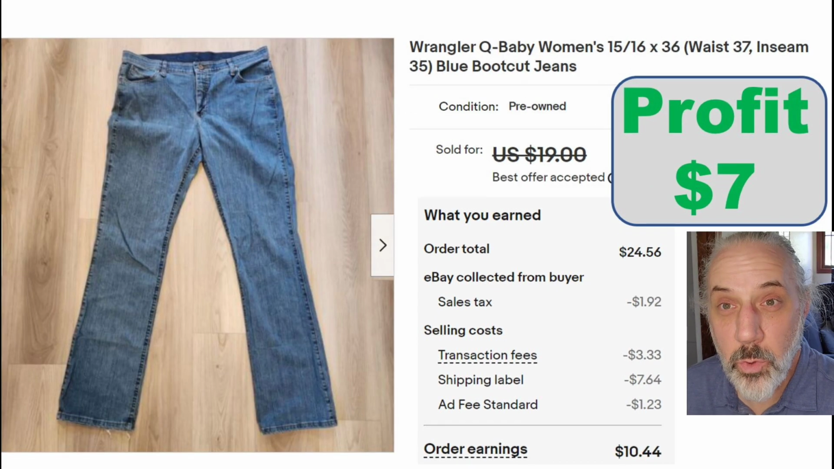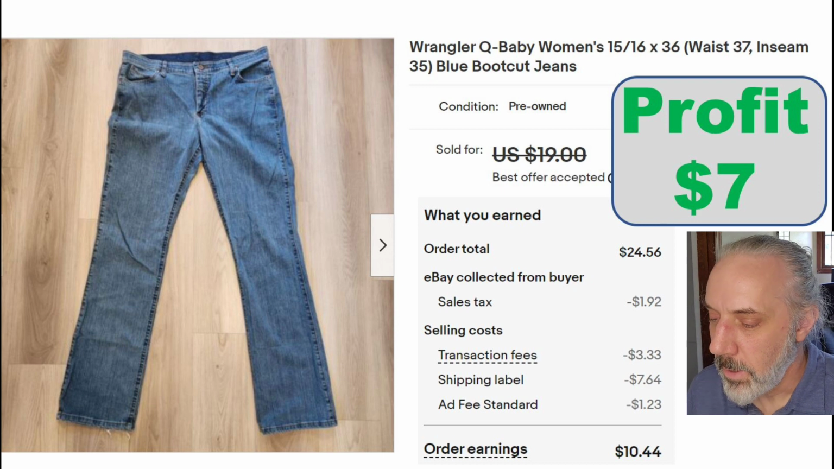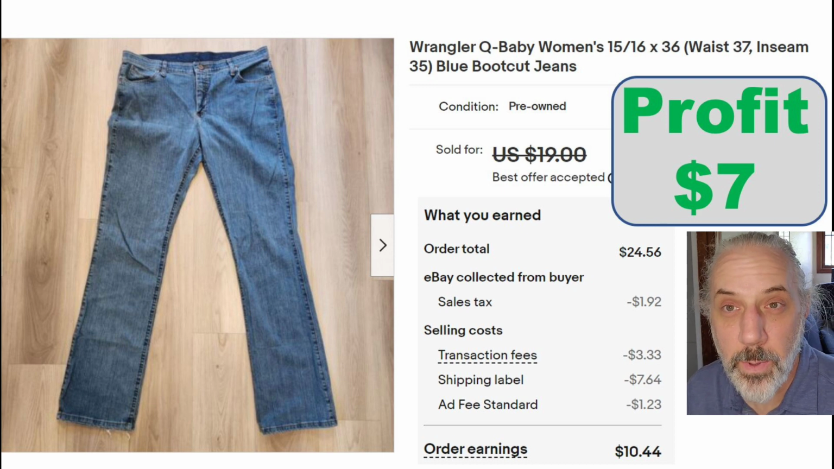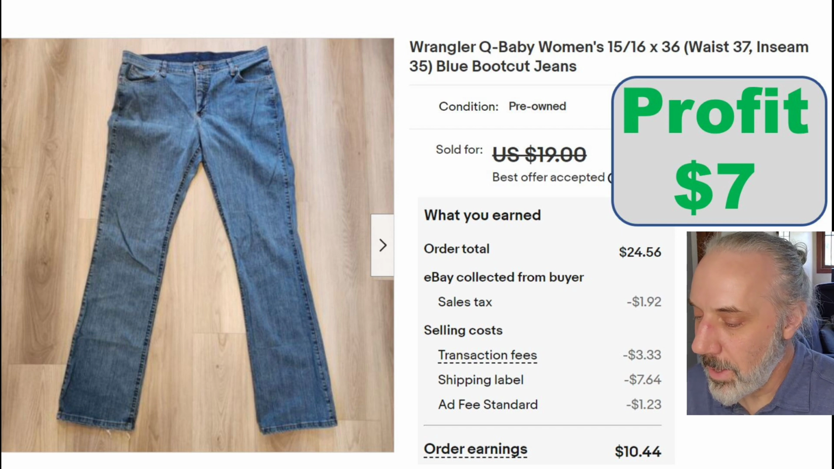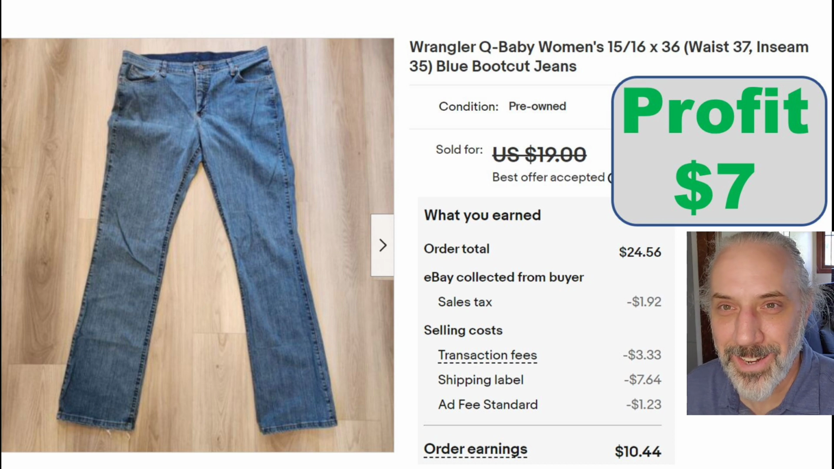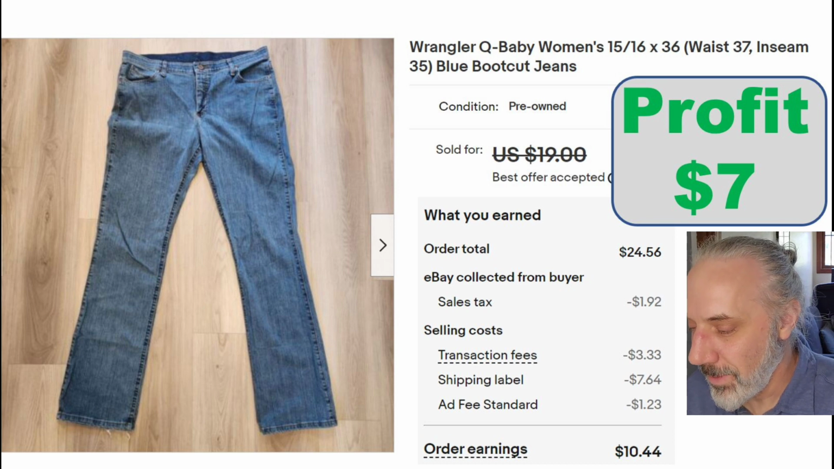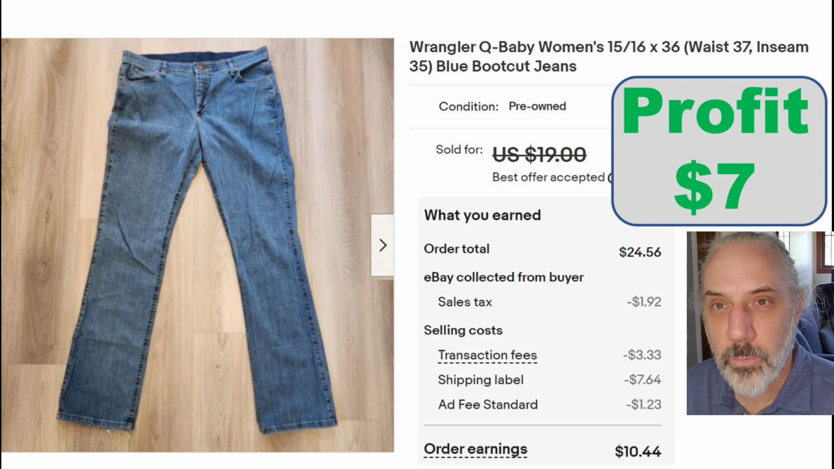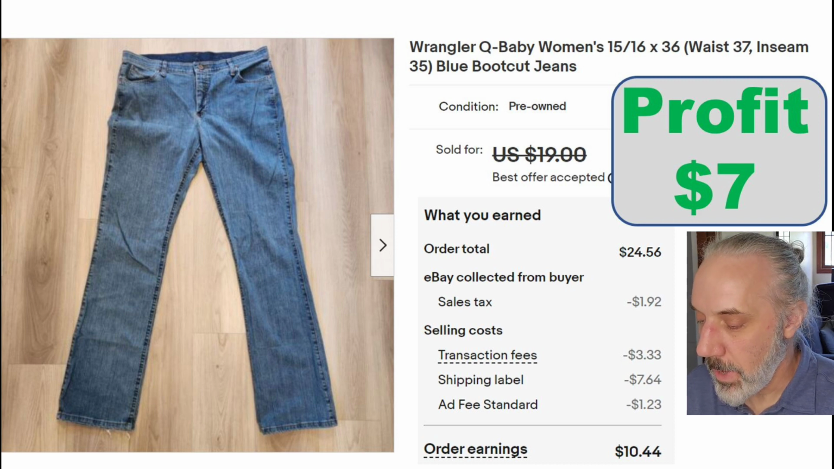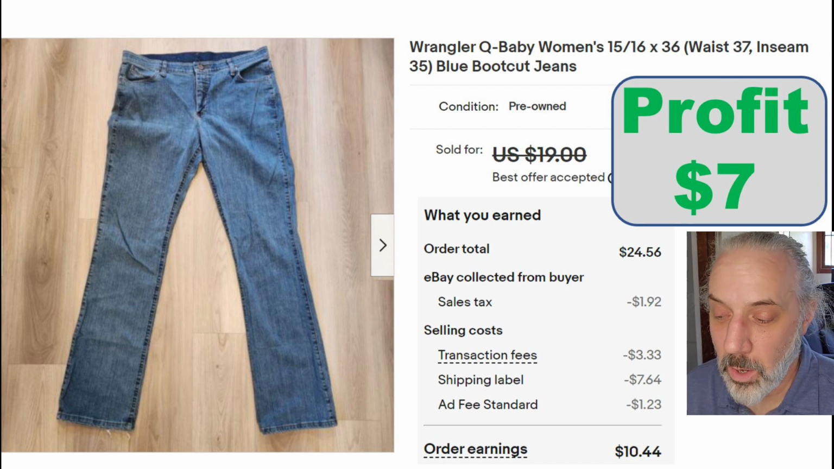The style is Q Baby. I normally don't look up Wrangler jeans. I should probably look up more of them so I learn more about the brand. But I looked up the keyword Q Baby and they had a good sell-through rate. I thought the prices were a little bit better when I did buy them, but not so much. When I did the listing, I discovered that they didn't have as much value. However, the buyer on this one was all in for $24.56, and eBay paid me $10.44 for a profit of $7.